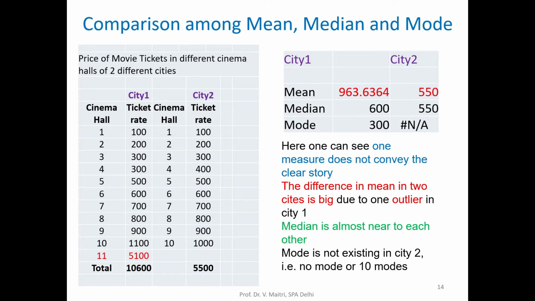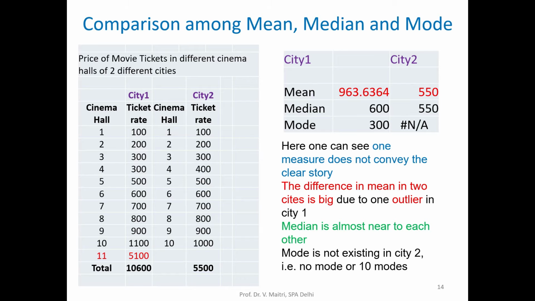So first of all we have to find out the mean for city 1. The mean works out to be 963, approximately 964 rupees, and for city 2 it is 550 rupees. The median in city 1 is 600 rupees, and in city 2 the median is 550 rupees. The mode in city 1 is 300 rupees, and in city 2 it cannot be computed. So here we can say these three measures convey a different story.